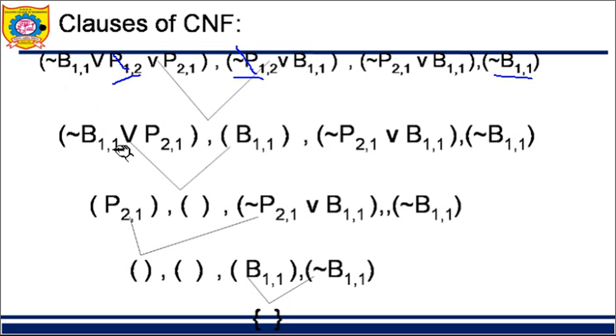So what remains over here? Negation of B11 or P21. And what remains over here is only B11. Okay. And the rest is as it is. Yet we didn't apply anything on it. Now again, talking about the first and second term. I have B11 over here, negation of B11 over here, and B11 over here. So again, these 2 terms are removed. What remains over here is P21. What remains over here is nothing. And these 2 terms are again as they are.